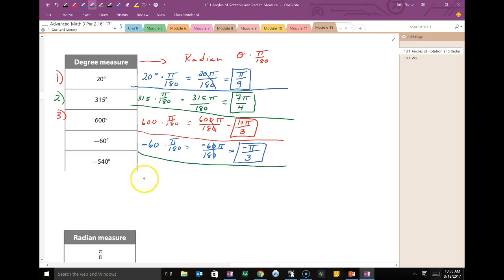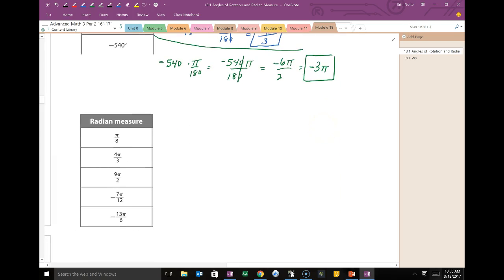Okay, and the last one, if we take negative 540 and multiply by pi over 180, negative 540 pi over 180, divide by 9, negative 6 over 2, oh, that goes further, interesting, negative 3 pi.